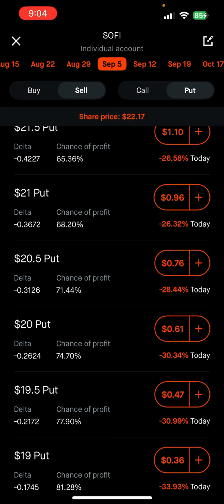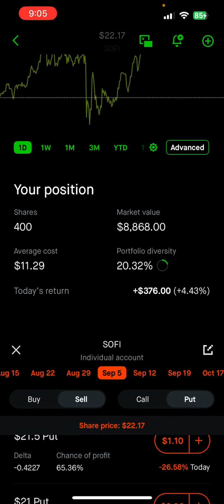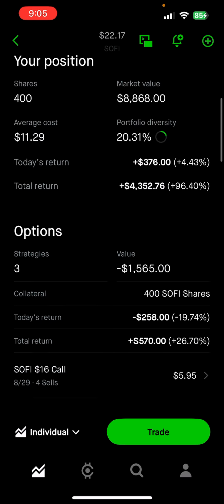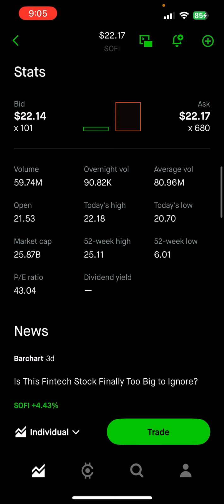So the next thing we're going to look at is PE ratios. This doesn't deal with options, but it deals with stocks itself. And every stock has a PE ratio. And this is good for picking stocks and whether you want to sell options or just simply invest in them.